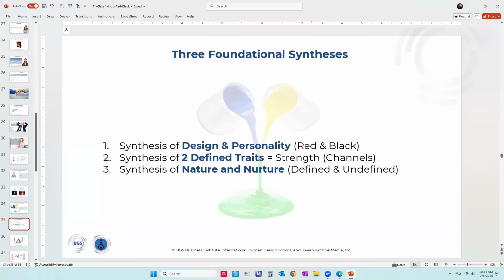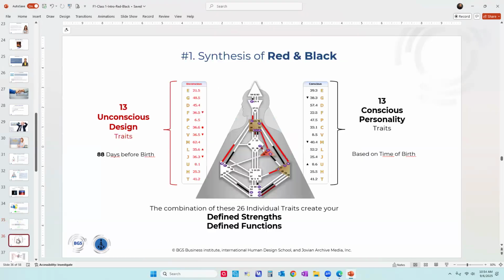We're going to keep looking at that. What do I have conscious? What do I have unconscious? And then where do I have definition, right? That would be the strength or channels in human design. Where am I open? And then this nature and nurture, this defined, undefined. So I'm going to break this down a little bit more right now.